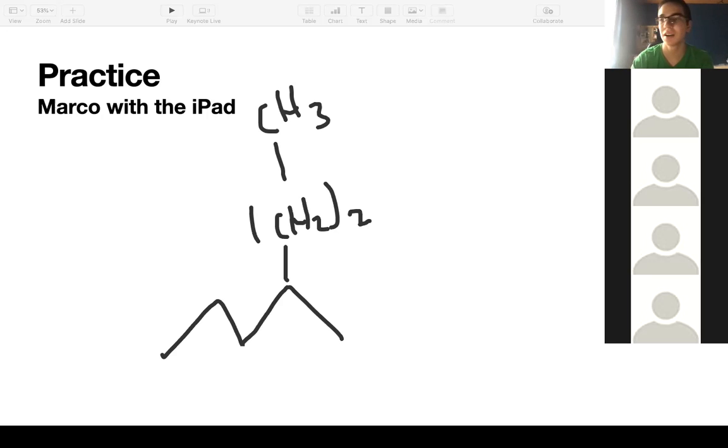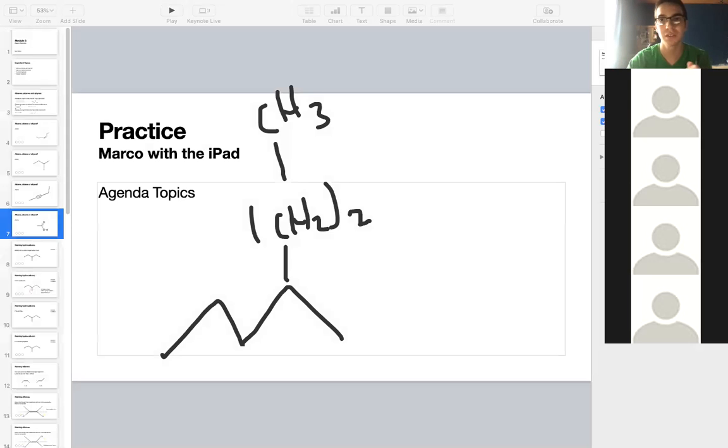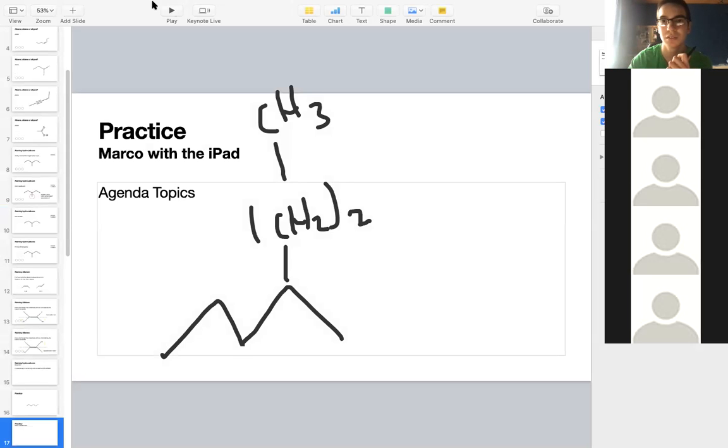6. I saw someone say 7. Why is it 7 as opposed to 6? Because the thing in parentheses says 2, so I think there are 2 carbons there. Mm-hmm. See, that's what I didn't get. Thank you for explaining that.